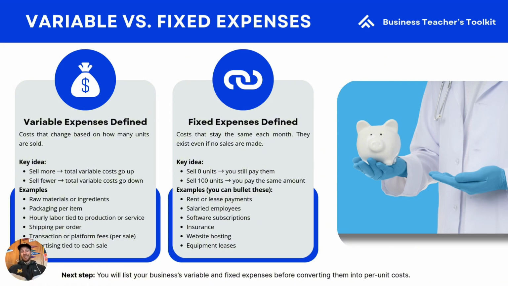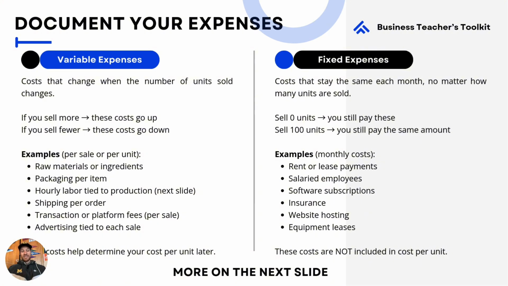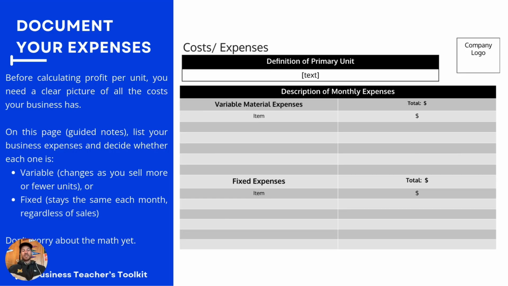Next, we are going to list out our business's variable and fixed expenses before converting them into per unit costs. So I have my students then take some time in their guided notes, list out all their variable expenses, list out all their fixed expenses, and then come up with some rough numbers as to what they'll be filling in. This is the table where they fill that information in, again, included in those guided notes. I have them document all these expenses, and this list could be exhaustive, but we're just really using this as a rough template, an idea, a starting point for us to get some ideas about what the expenses are going into operating and creating that one individual unit.